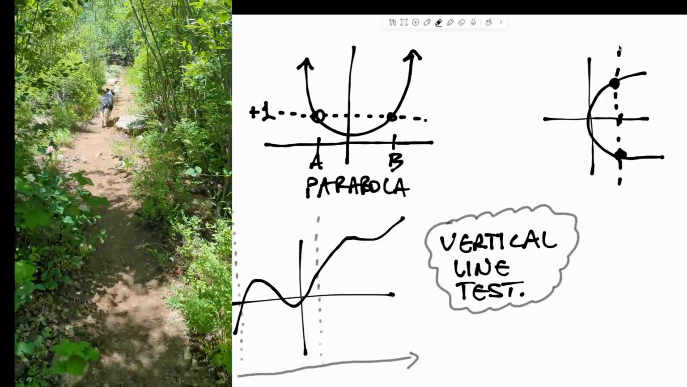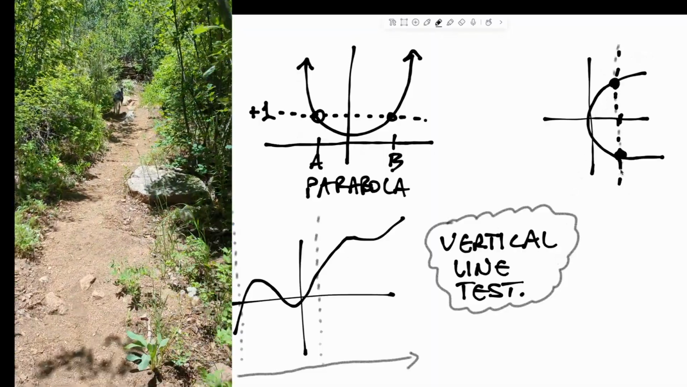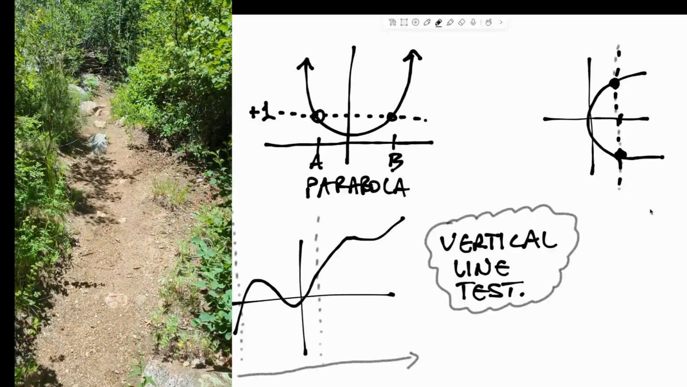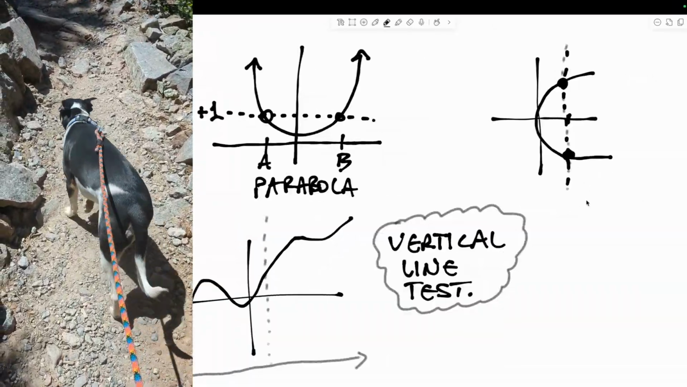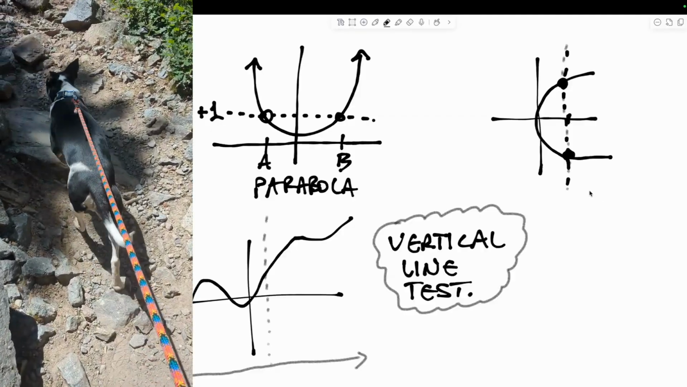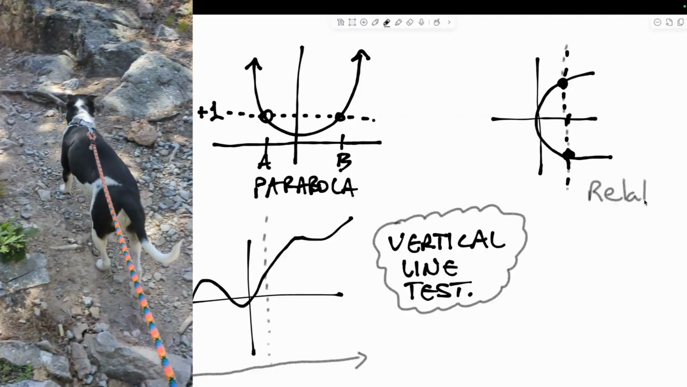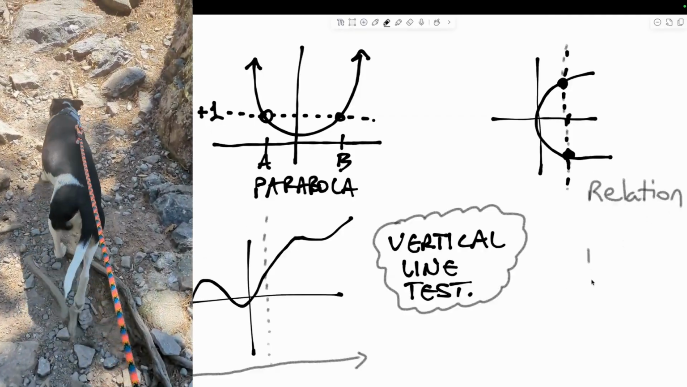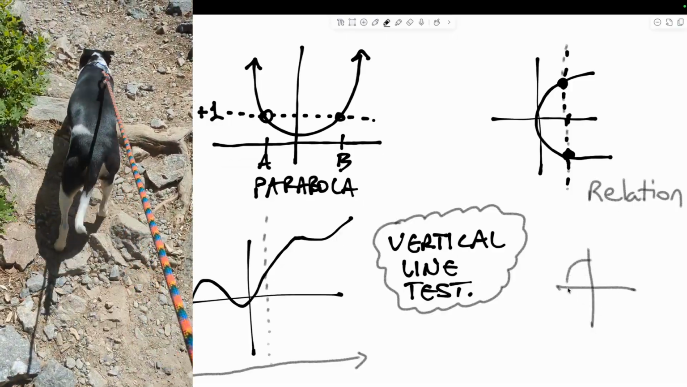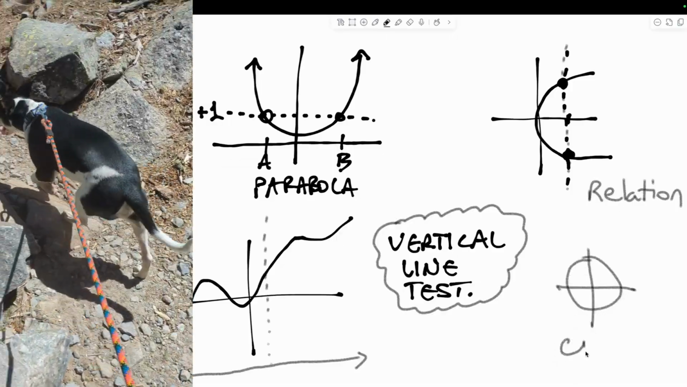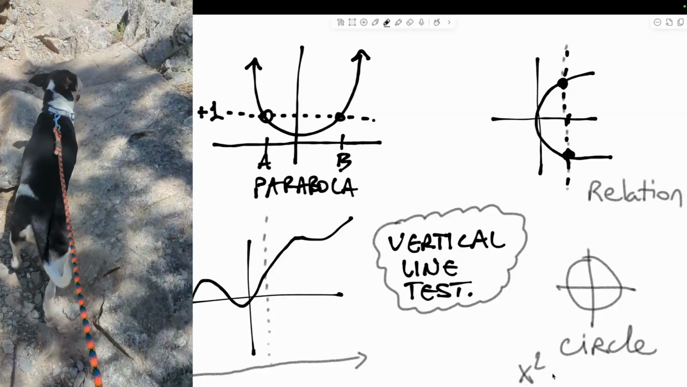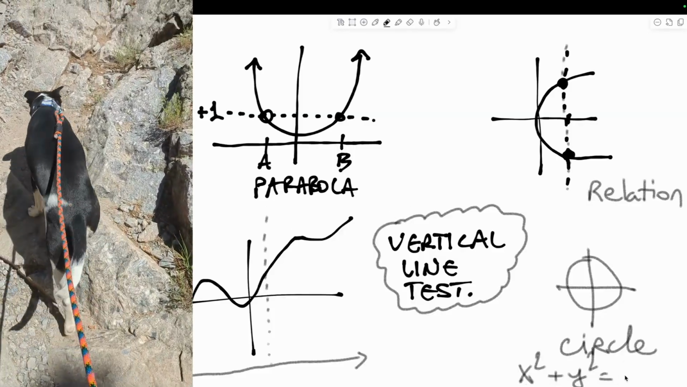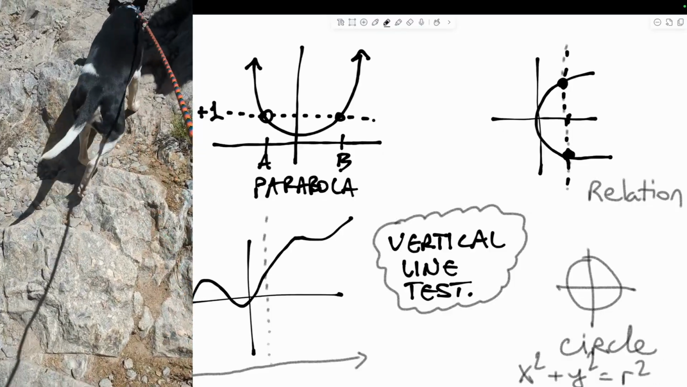We see that we hit our sideways parabola here twice, and that makes this not a function. Instead, it is a relation. Another relation that we often see is the circle. And the circle is defined by x squared plus y squared is equal to some radius squared.